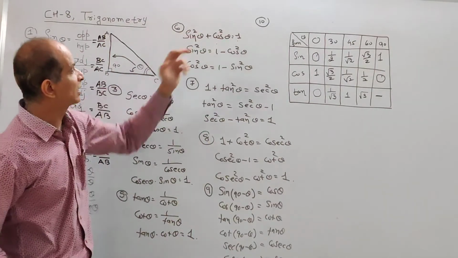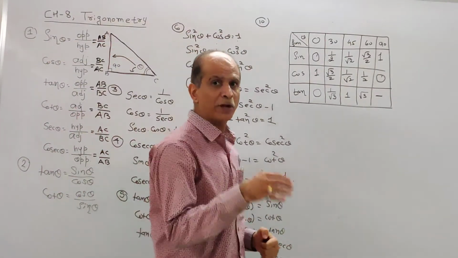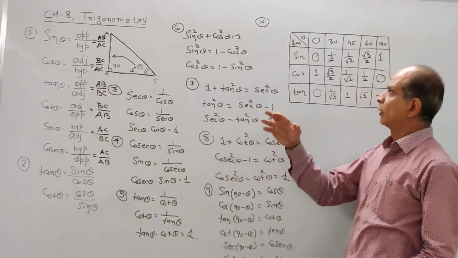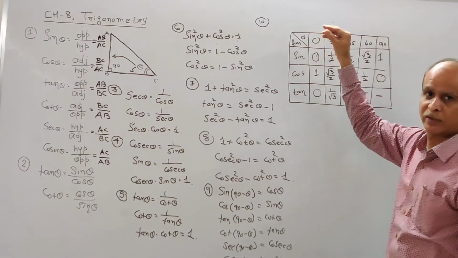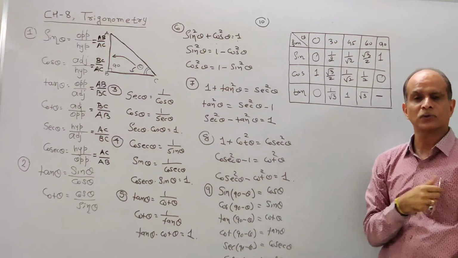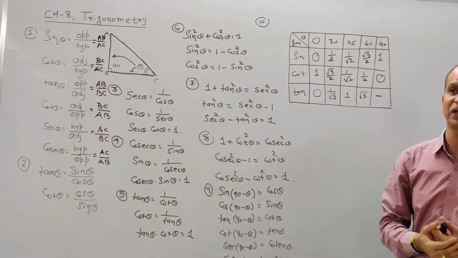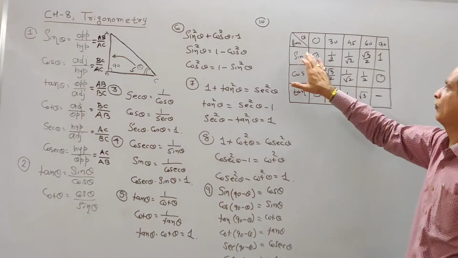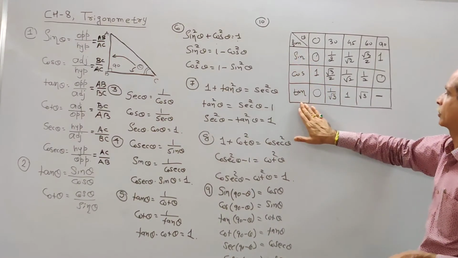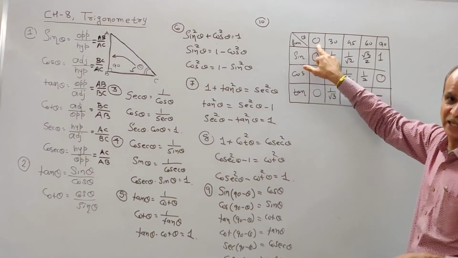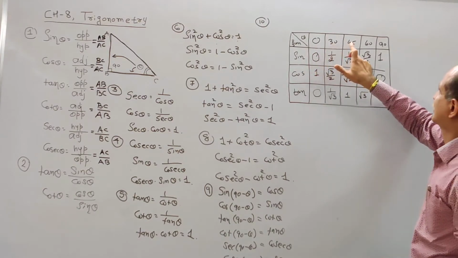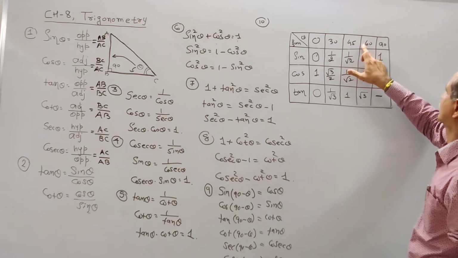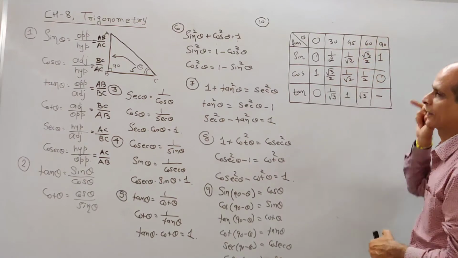Now the formula number 10 is value of different trigonometric function at different value of theta. So here in your syllabus, we have to find out the values of different trigonometric function for value of theta. Theta is equal to 0, theta is equal to 30, theta is equal to 45, theta is equal to 60, and theta is equal to 90.